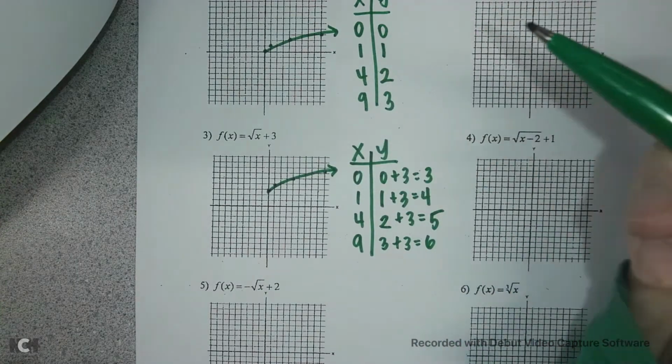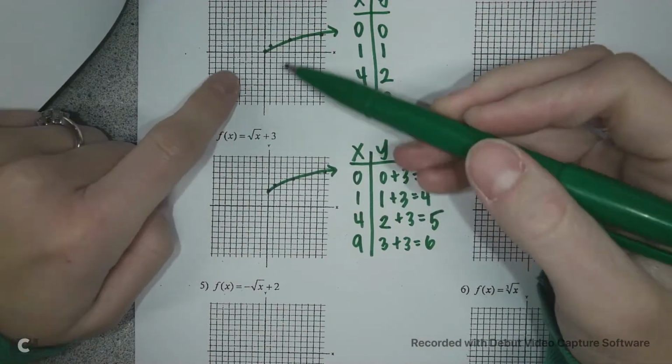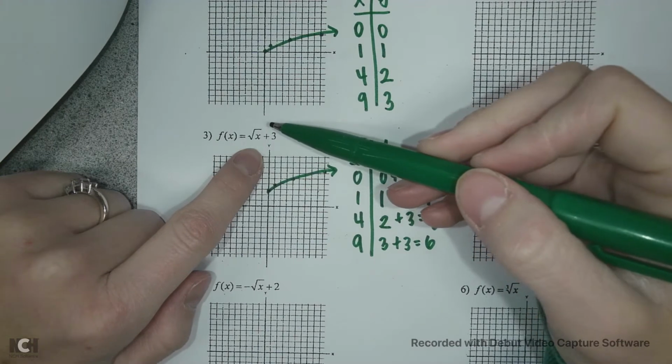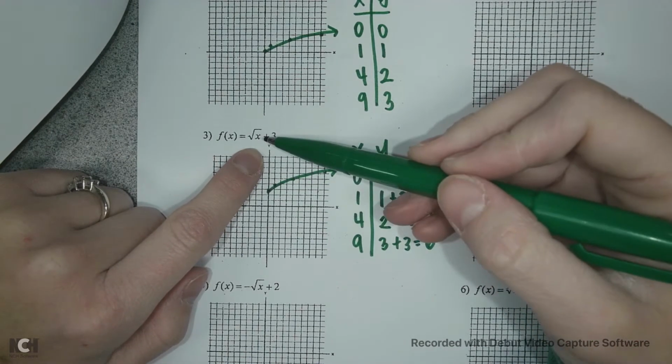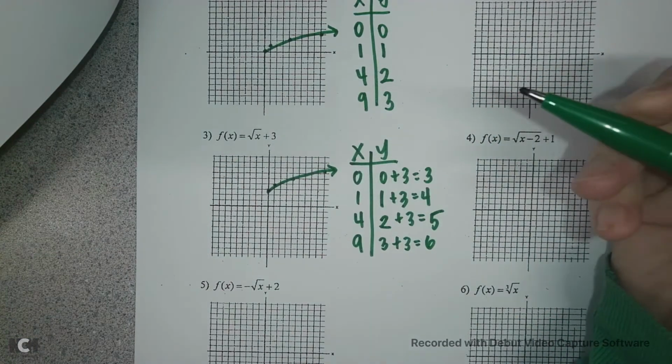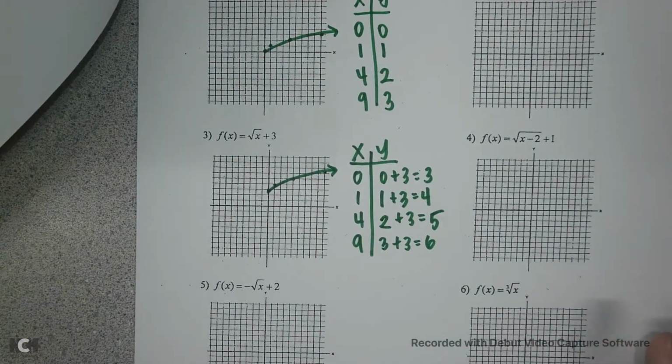So they look fairly similar, but this guy got shifted up 3. So when you add 3 at the end, not underneath, it will shift your graph up, and if you were to subtract, it would be down, okay? So we just shifted the graph up a little bit.